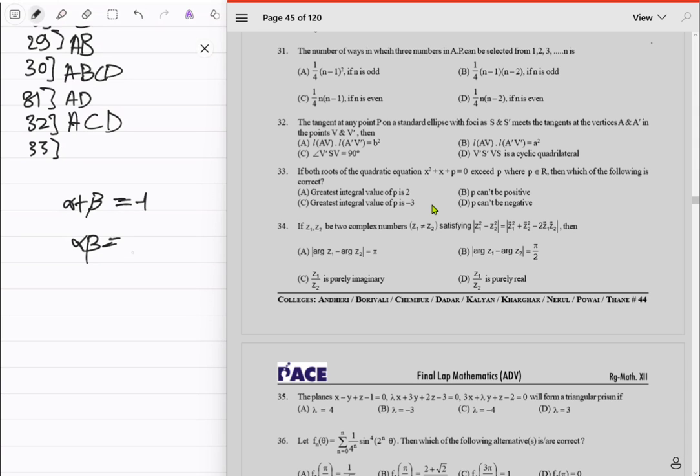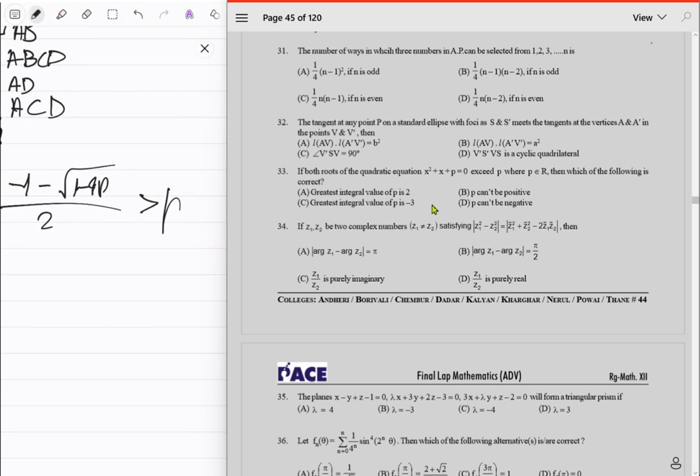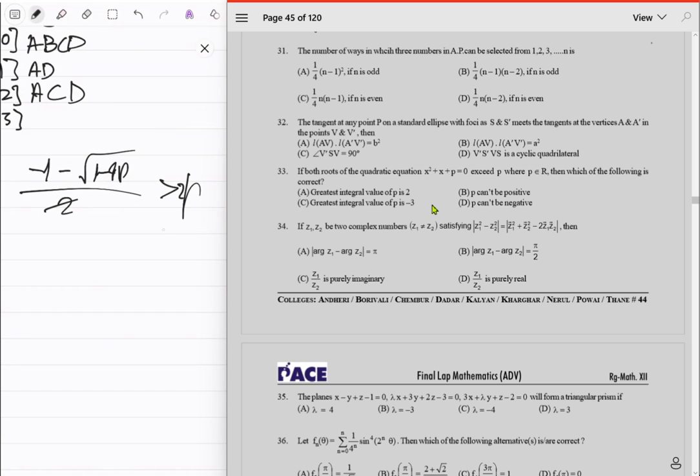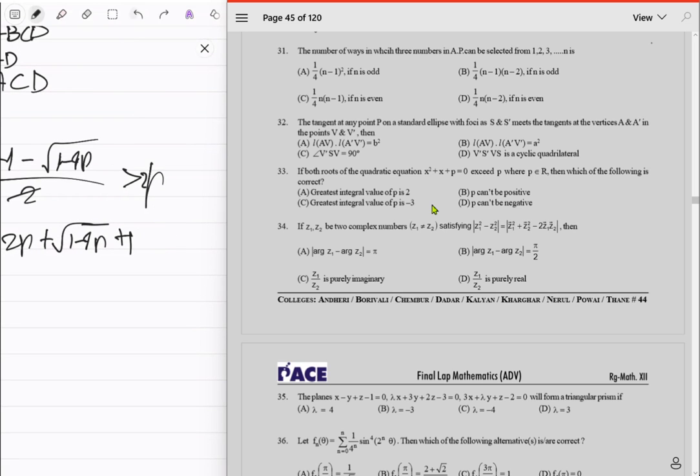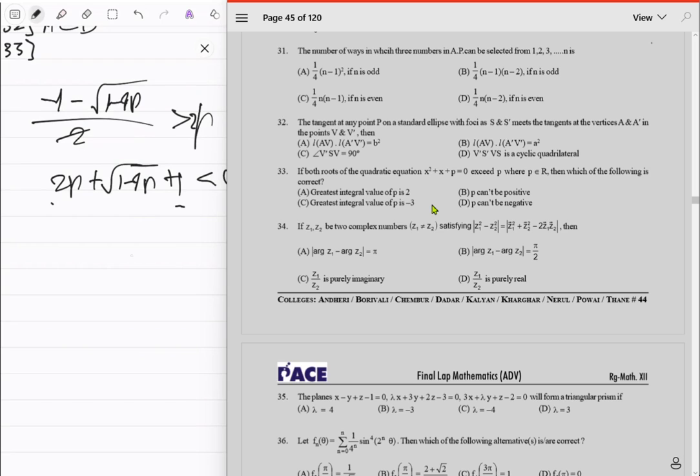Both roots exceed p. What will the smaller root be? The smaller root is just negative 1 minus square root of 1 minus 4p, upon 2, the smaller root will be where the negative comes, right? Yeah, and this also exceeds p. Interesting. What does this mean? That 2p comes, we just get that 2p plus square root of 1 minus 4p plus 1 is less than 0, right? So 2p plus 1 has to be the negative quantity, of course, right? Because, yeah.